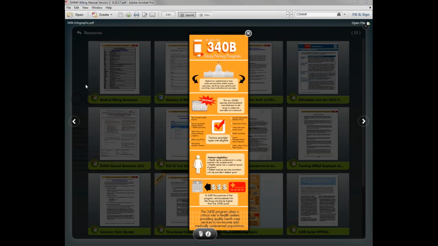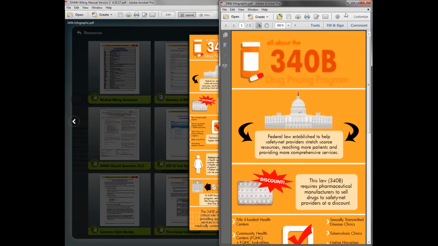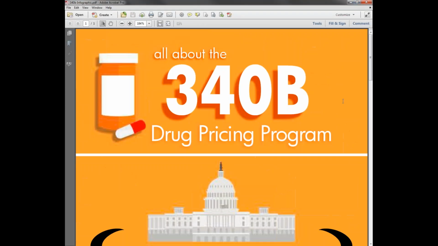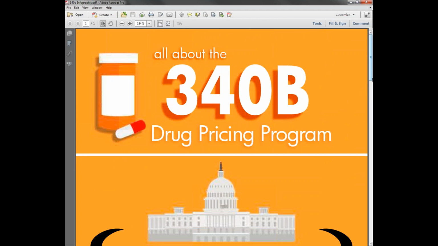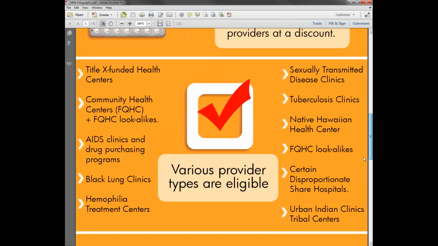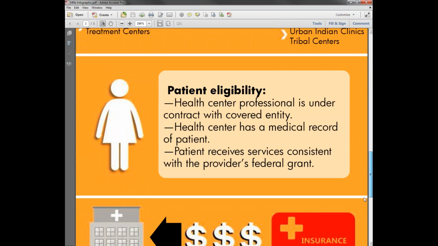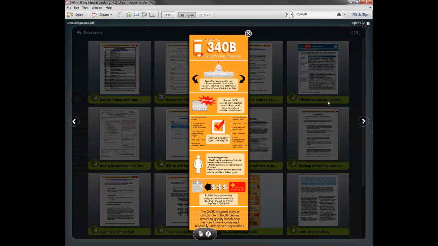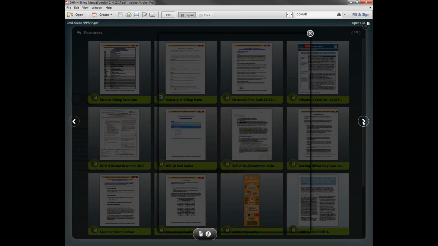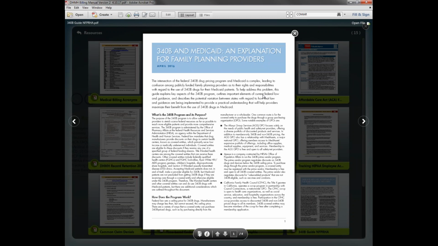This is another question that's come up quite a few times about 340B drug pricing. So we've been able to find this little quick reference guide, and it gives you the information about 340B. And this is a little bit more information about 340B, the family committee.